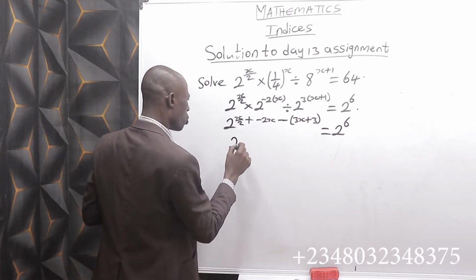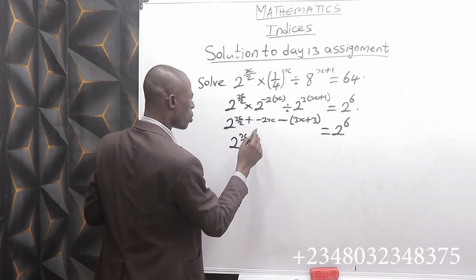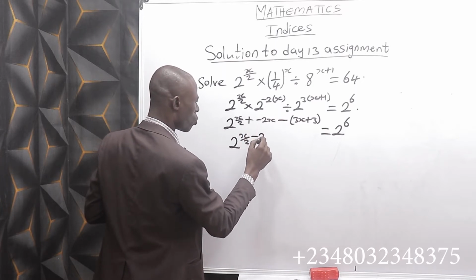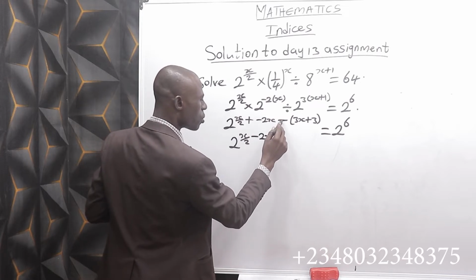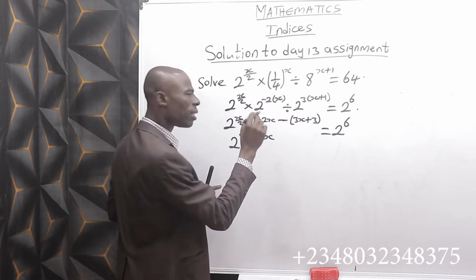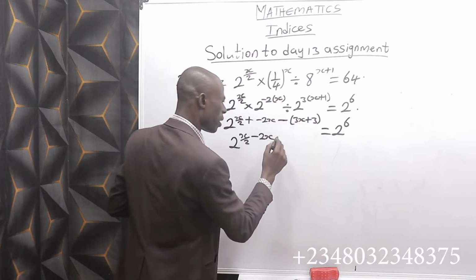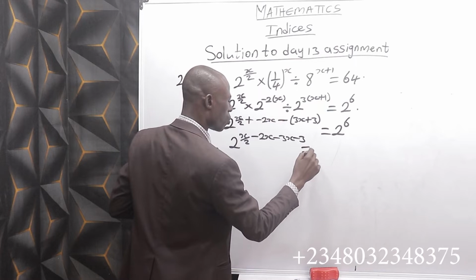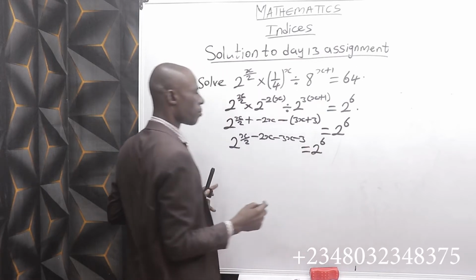So this is 2 raised to power x over 2 plus times minus is minus 2x. Using this negative sign to open this bracket, we have negative 3x negative 3, which is equal to 2 raised to power 6.